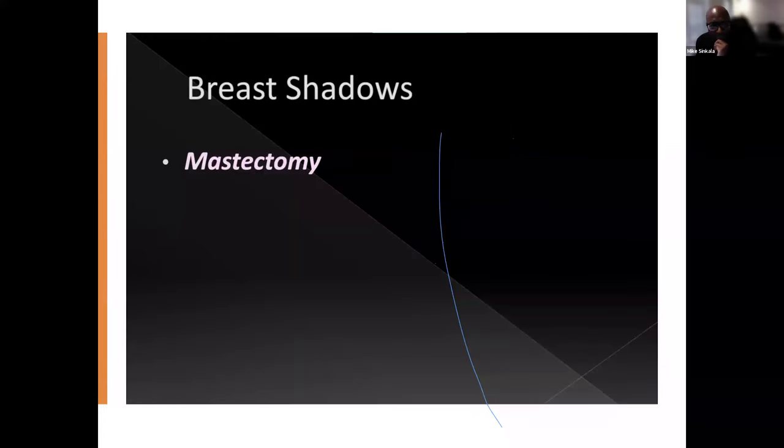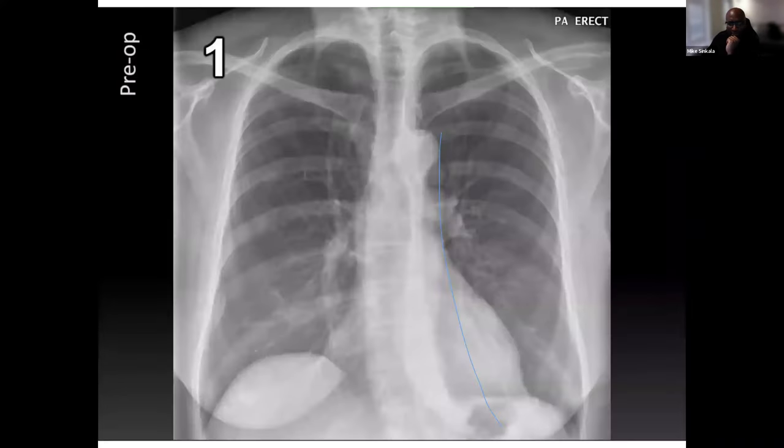Breast shadows are important again to see. Sometimes you tend to lose the breast shadows because of mastectomies. Notice here that, I don't know how to remove this line, I don't know who put it there. But notice also that in this patient we do have the breast shadow here on the right side, and then on the left side we do have the breast shadow over there too.